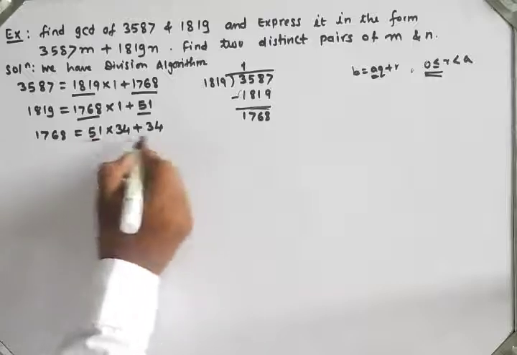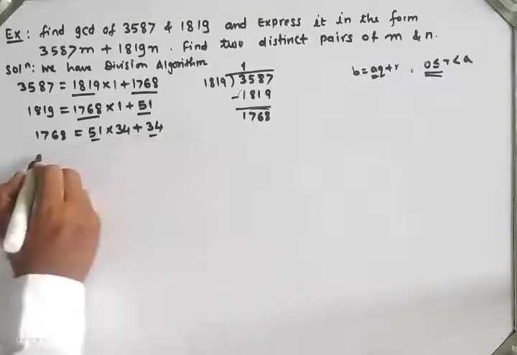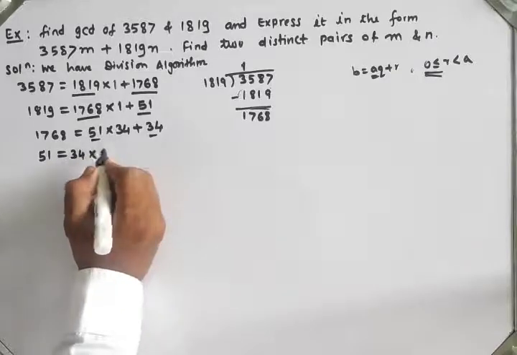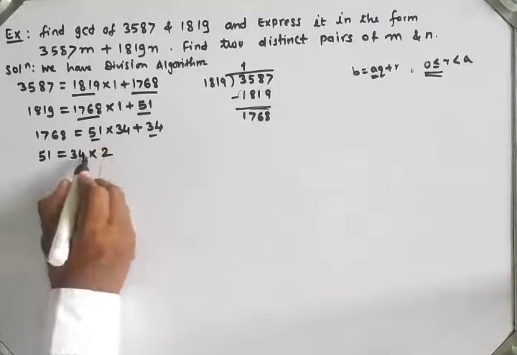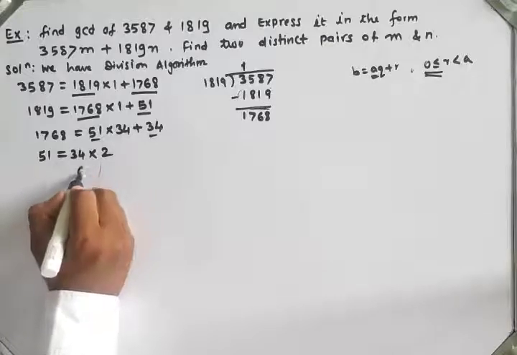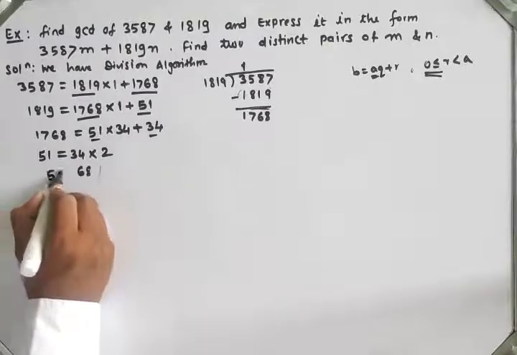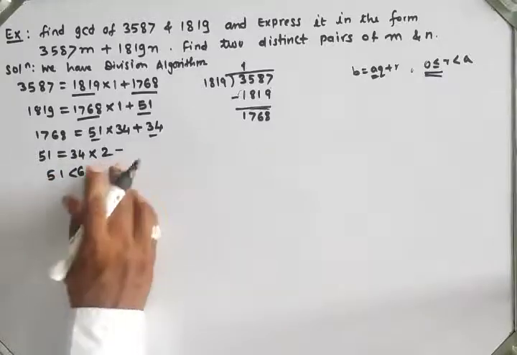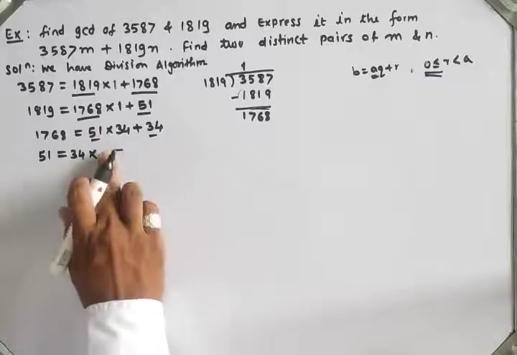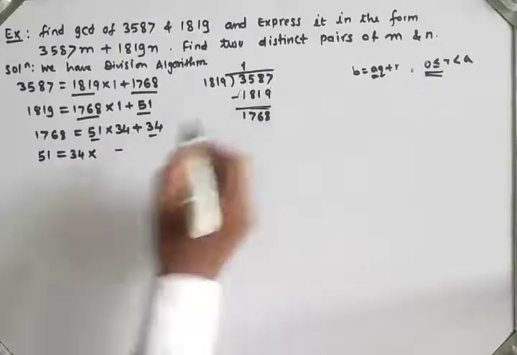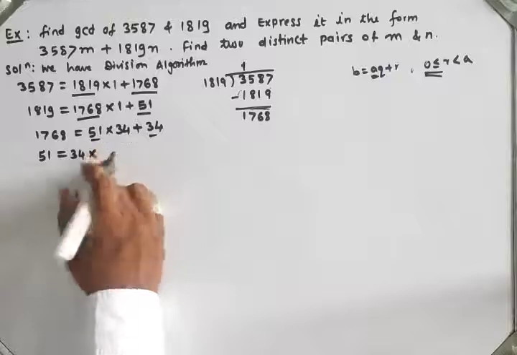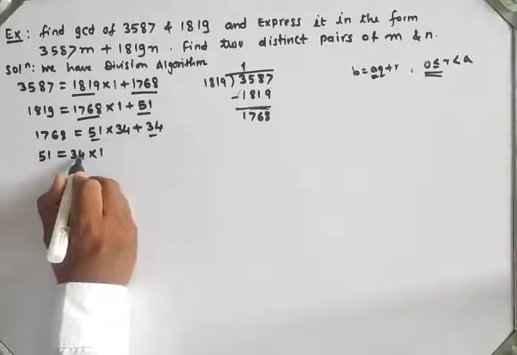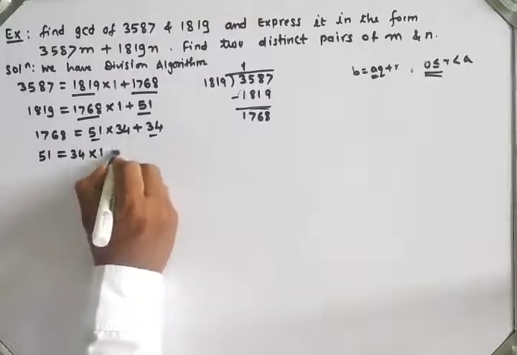Again we apply the division algorithm between 51 and 34. So 51 divided by 34, the quotient will be 1. If I take quotient 2, then the multiplication is 68, and 51 is less than 68, so the remainder would be negative. I want the remainder always positive, so I take quotient 1. So 34 into 1, 51 minus 34. What will be the remainder?